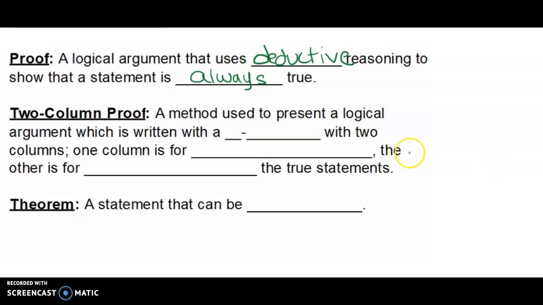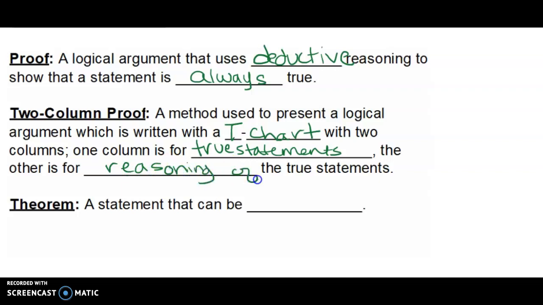All right, a two-column proof, guys, that's what we were doing yesterday. We start with a T-chart. And the left-hand column is generally for the true statements. And the other is for the reasoning. I'll put reasoning of the true statements.